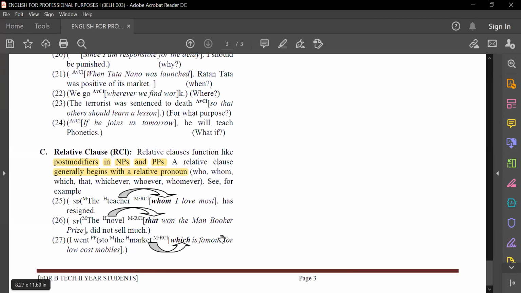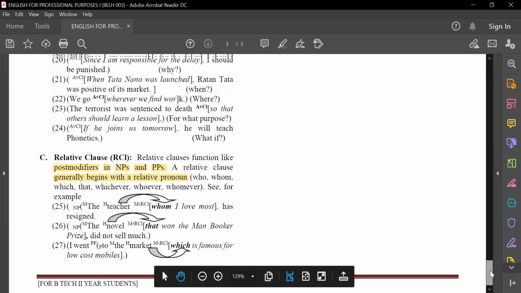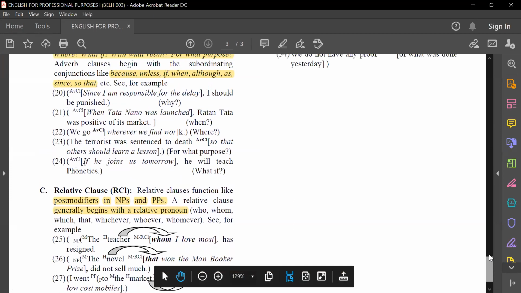Please don't confuse relative pronouns with reflexive pronouns. You all know what reflexive pronouns are? Myself, yourself, herself, such pronouns are reflexives. Relative pronouns establish a connection with the subject you are referring to in a sentence. So this is how relative clauses function in a sentence. Is it clear, Shubhanshi, to you? Yes. Others? Yes, sir.